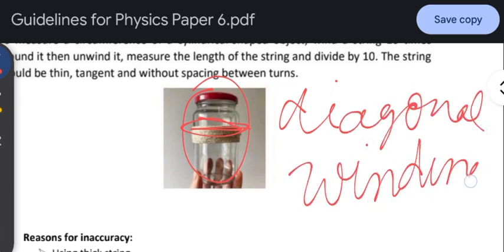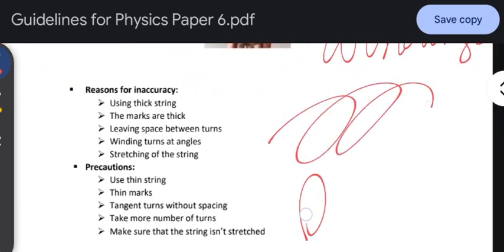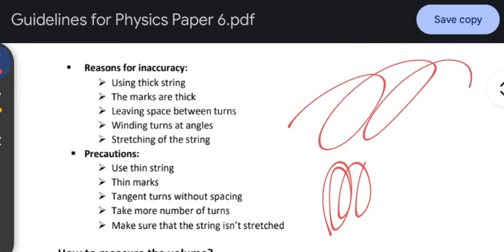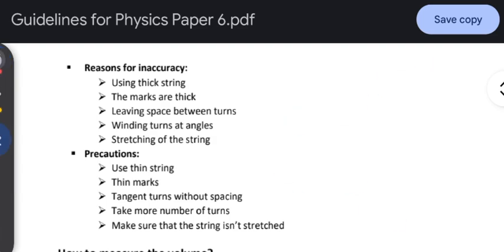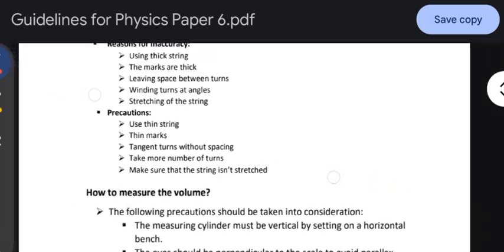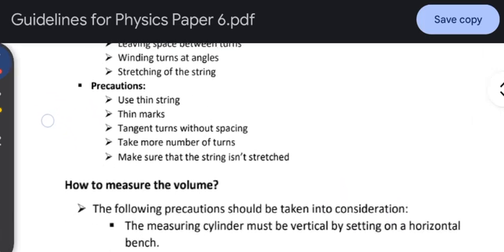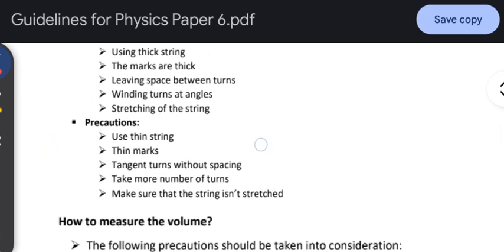Okay, because of course that will affect the accuracy if there are spaces, and if the turns are wound diagonally, like this instead of being straight. Now, what are the reasons for inaccuracy? Using a thick string, of course, can give inaccurate results. The marks are thick, there is space left between the turns, the string is stretched, and turns are wound at angles. That is what diagonal winding means.